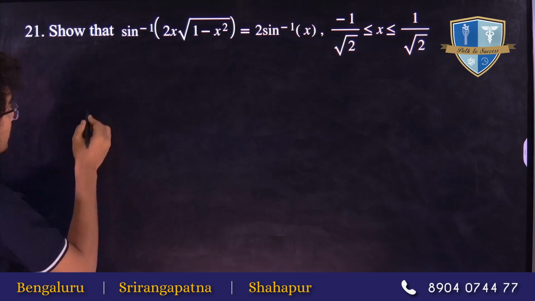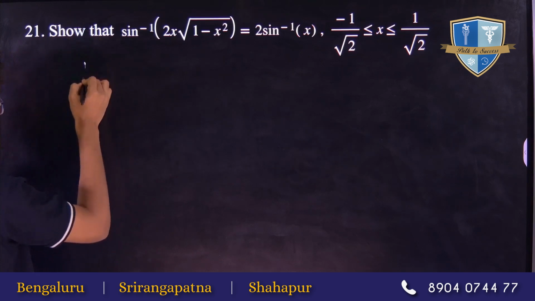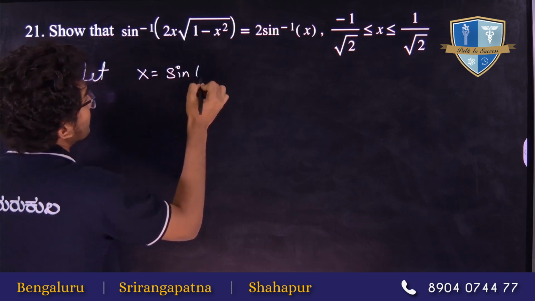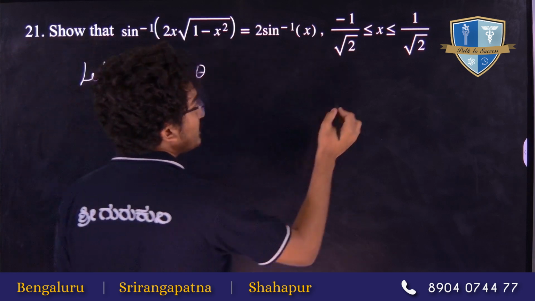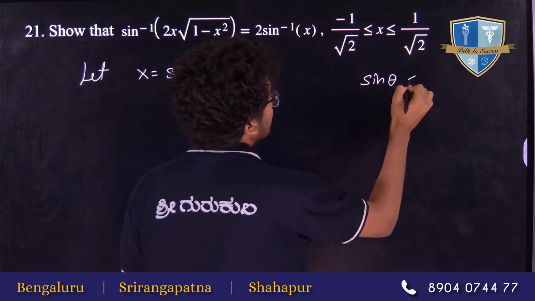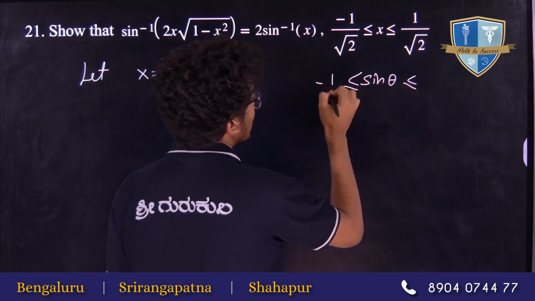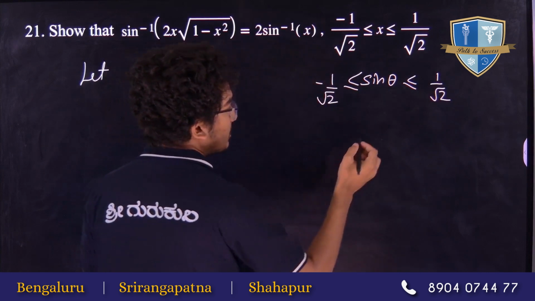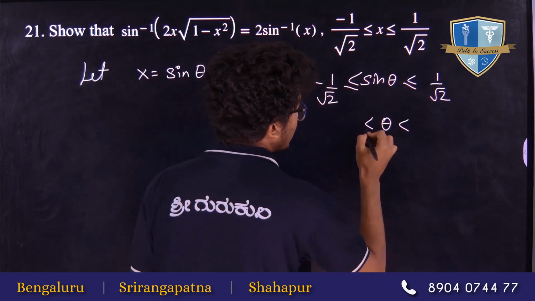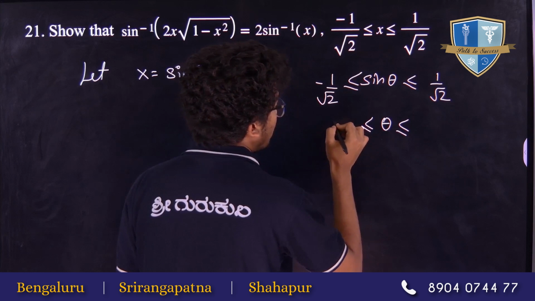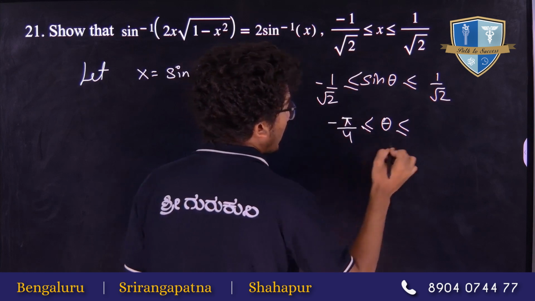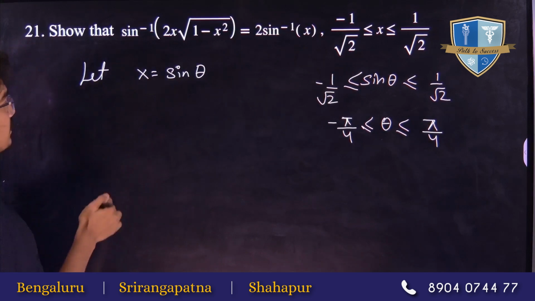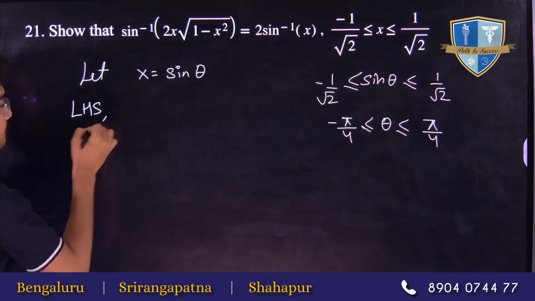So what we will do, we will assume let x is equal to sine theta. So if x is equal to sine theta, it means sine theta is between minus 1 upon root 2 to 1 upon root 2, correct? Then theta will be between minus pi by 4 to pi by 4, correct? Now if x is equal to sine theta, let's start from the left hand side.